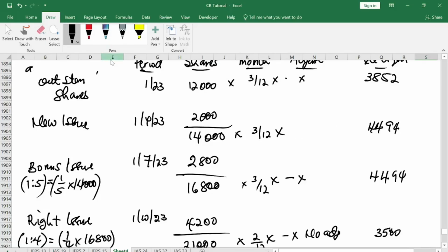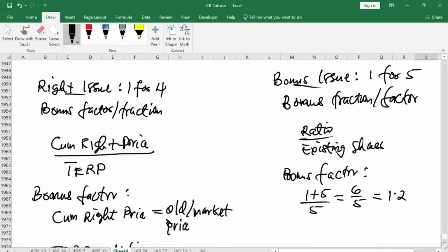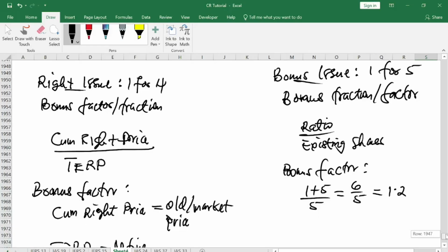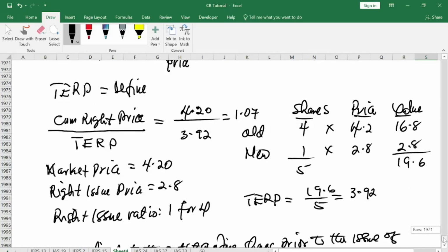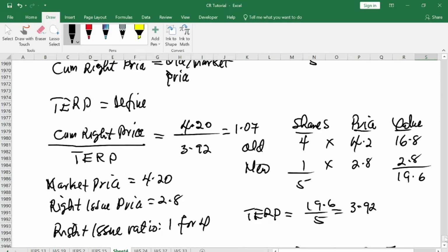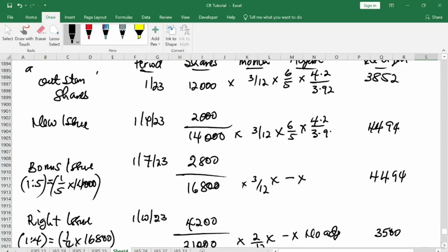Okay, so let's look at this one. The fraction is how much? The bonus fraction is 6 over 5. So let us keep it that way. 6 over 5 here, 6 over 5 here. All right, then let us look at the rights issue. That one is 4.2 over 3.92. Okay, 4.2 over 3.92.